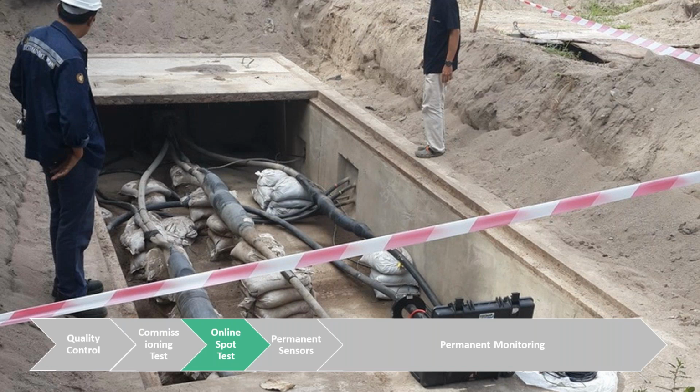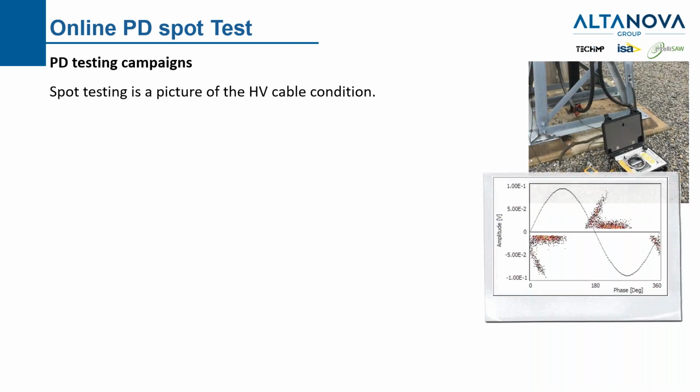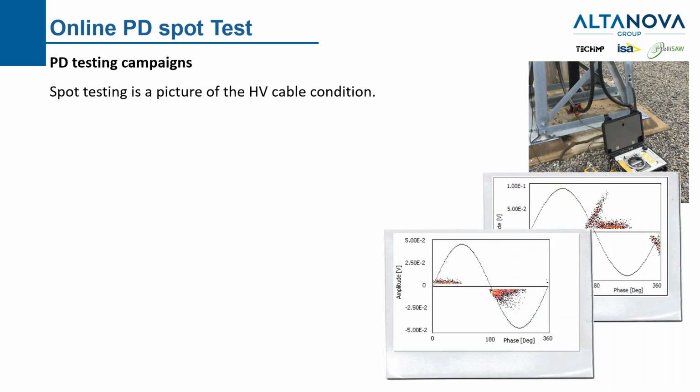We will go for the online spot test. We are now in the middle of the life of the cable. We have the chance to have a screenshot, a frame of what is occurring right now in our cable. Is it okay? Is there a PD problem or not? So we will have a portable instrument. We can detect partial discharge.